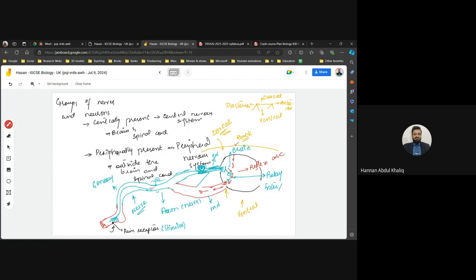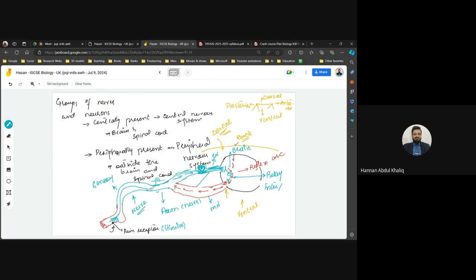In that case, first the stimulus would go to your brain, and then it would come back. But you can see over here that when the stimulus is going towards the spinal cord, there are two chances. First, it goes to the brain, then it comes back. That is totally a voluntary action.